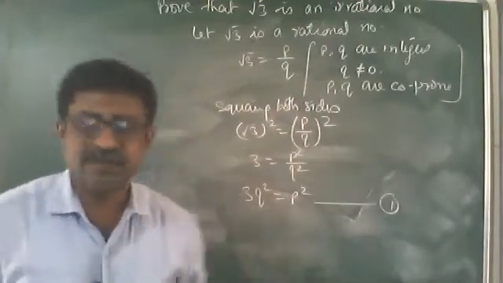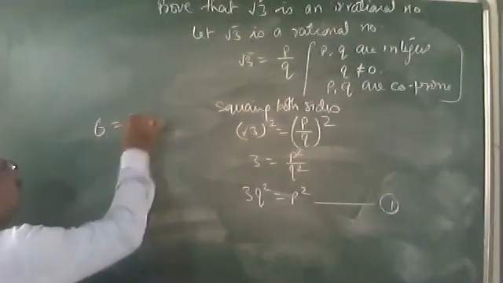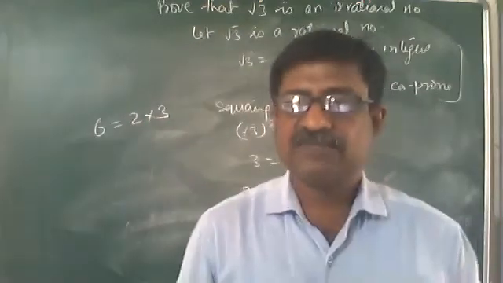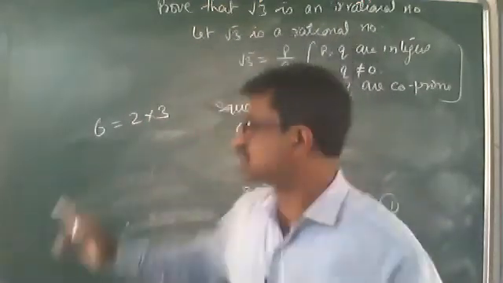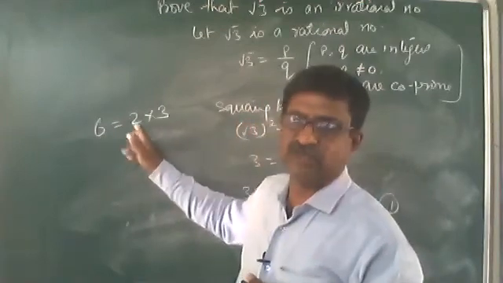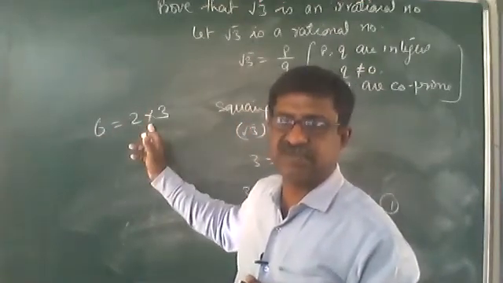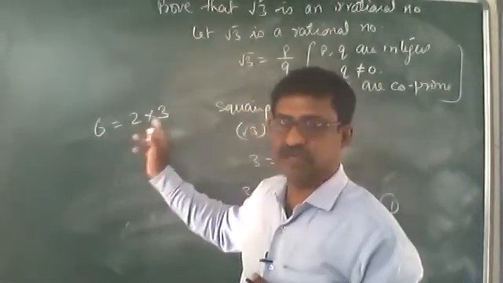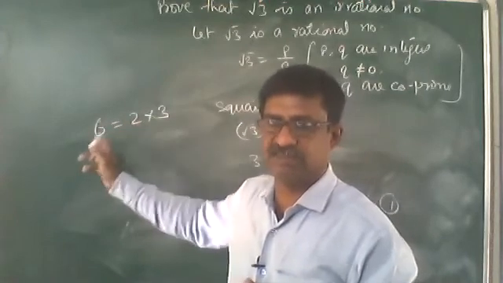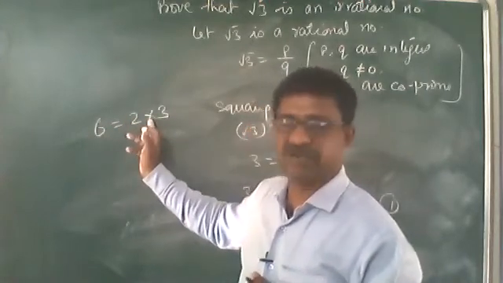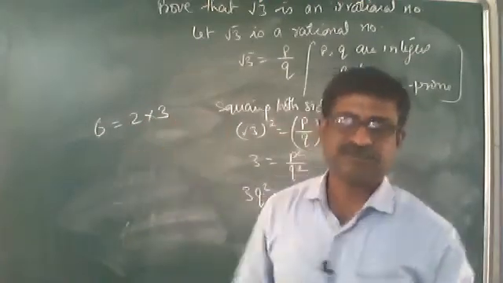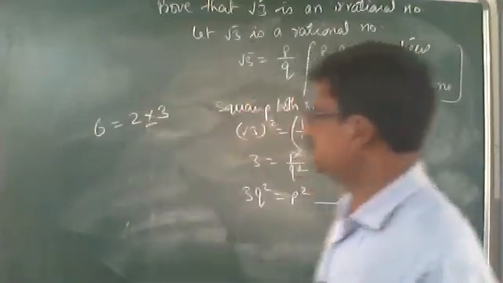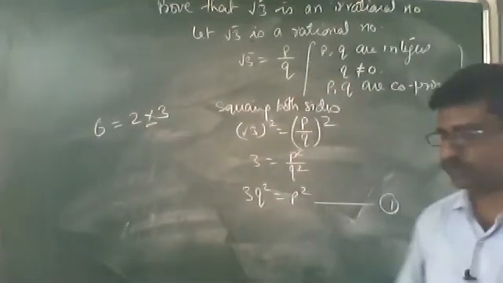Now, if I got a number 6, which is equal to 2 into 3, that means 6 is exactly divisible by 2, as well as 6 is exactly divisible by 3. Because the prime factors of 6 are 2 and 3, 6 is divisible by 2 as well as by 3. If in between you are getting a multiplication sign, they are factors. Therefore, the two factors of 6 are 2 and 3.